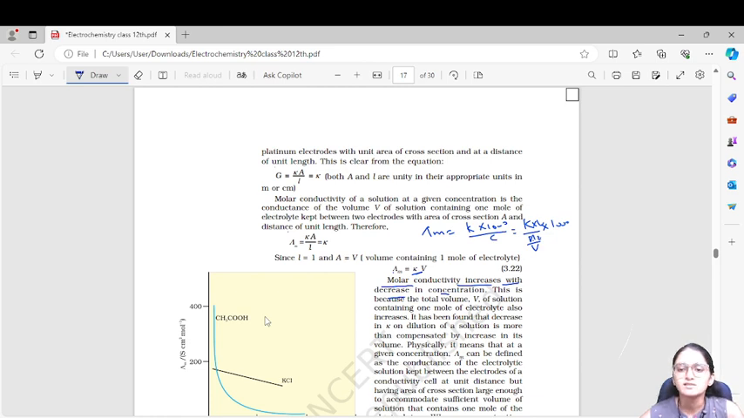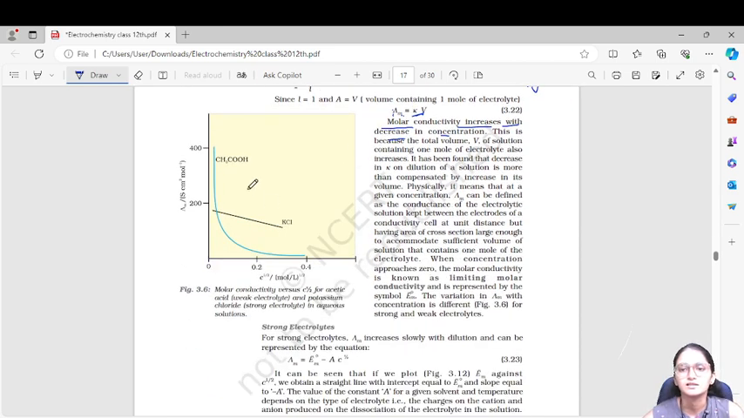Now from this equation we understand that lambda m, that is molar conductivity, depends on the volume, okay. If it depends on the volume, then on dilution volume increases, so when volume increases, molar conductivity also increases with that. So that's why molar conductivity increases with decrease in concentration, that is increase in volume, because the total volume containing 1 mole of electrolyte also increases, okay.